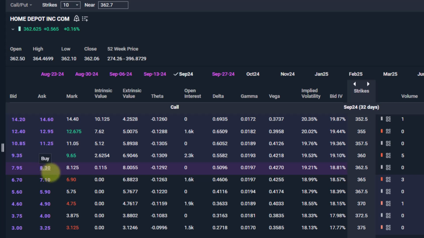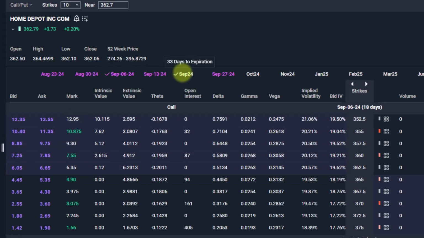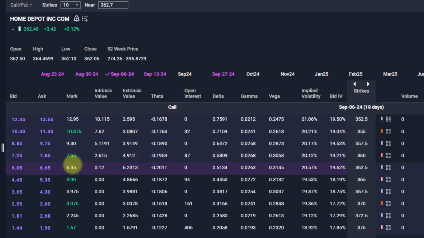And some traders right off the bat say, oh, that's way too much for an option. Well, how do you know? Is it really much more than if we looked at the September 6s? There's a 362 and a half trading for 6.65. Is that any cheaper? See, I don't know. All I'm looking at is dollars and cents.